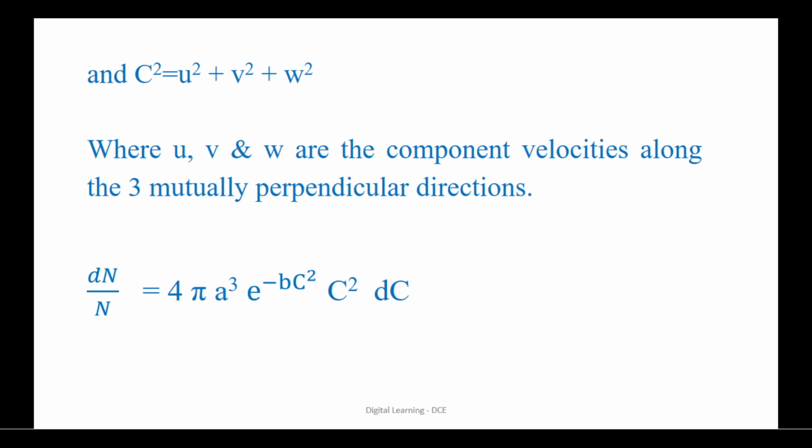So, Maxwell's velocity distribution equation doesn't give the velocity of an individual gas molecule, but it simply gives the probability of the number of gas molecules whose velocity lies between the two values c and c plus dc. Here, the term dn by n is equal to 4 pi a cube e to the power minus bc square into c square dc. This term represents the probability of the number of gas molecules having velocities between the two values c and c plus dc. This is the expression given by Maxwell in order to explain the velocity distribution of gas molecules.